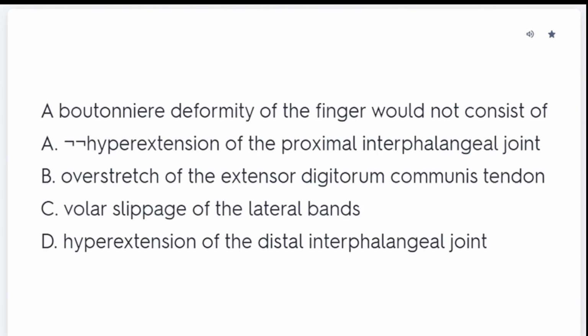A boutonniere deformity of the finger would not consist of: A. hyperextension of the proximal interphalangeal joint, B. overstretch of the extensor digitorum communis tendon, C. volar slippage of the lateral bands, D. hyperextension of the distal interphalangeal joint.